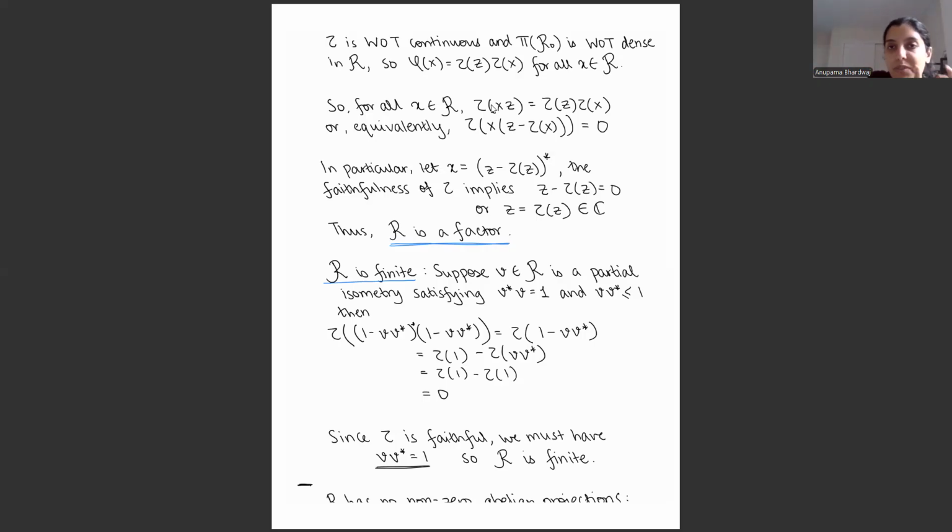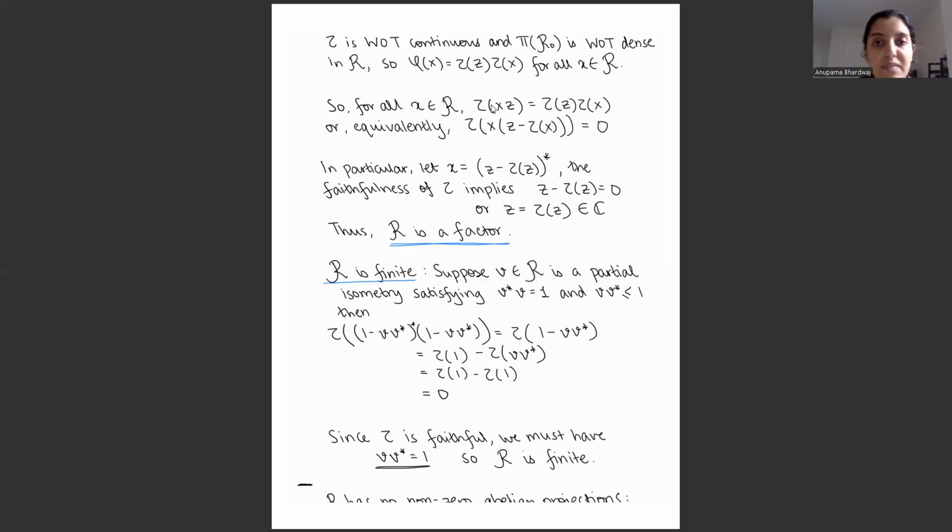And then if I move it over to the left-hand side, I can write it equivalently as tau of xz minus tau of z times tau of x is equal to 0. And this holds true for any x in R, right? So if I pick a particular x in R that I want, which is going to give me a nice result, I can do that.